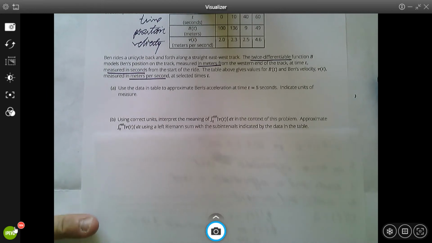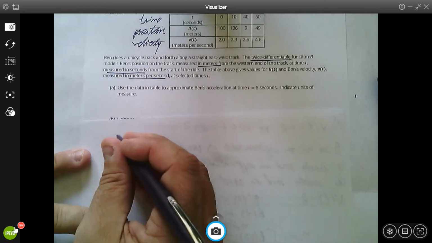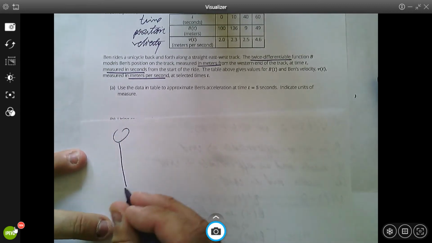Okay, so let me see if I can draw a quick little picture here. So I've got a light. Don't make fun of me. I am not an artist. This is meant to be my light.